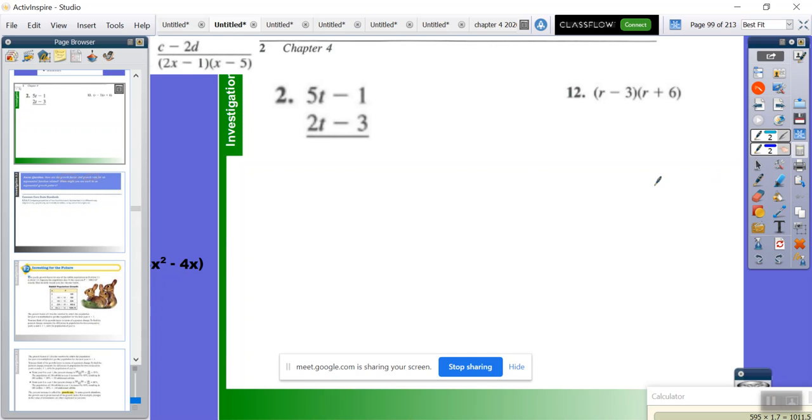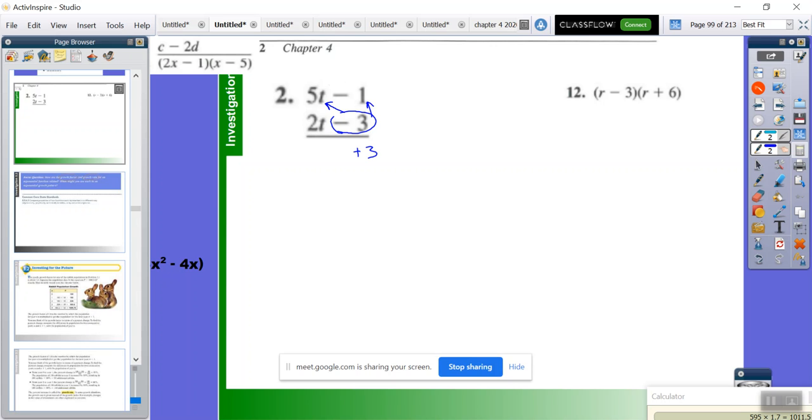All right, so we're going to do this problem just using normal multiplication rules. In normal multiplication rules, we're going to take this -3 and multiply it to -1, multiply it to 5t, and then we're going to do the same thing with the 2t. So what's -3 times -1? 3. And that's a positive, so I'm going to put +3.